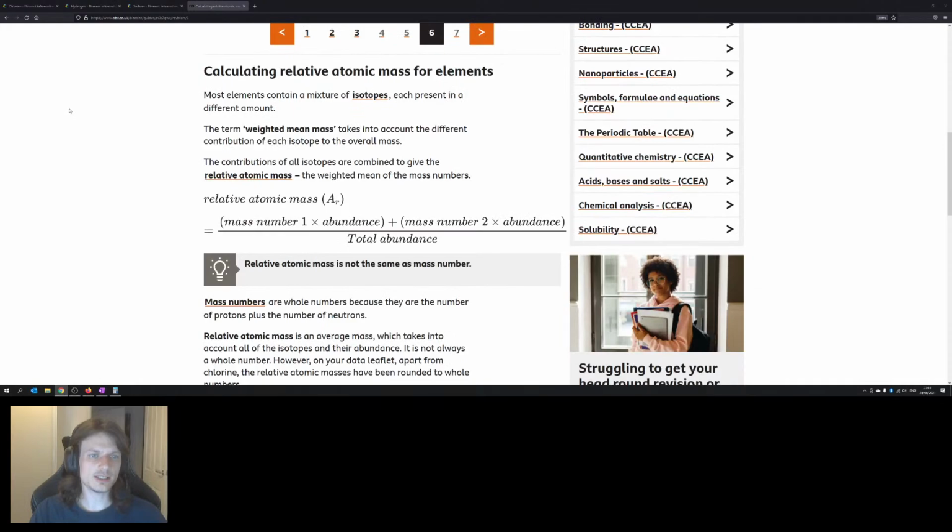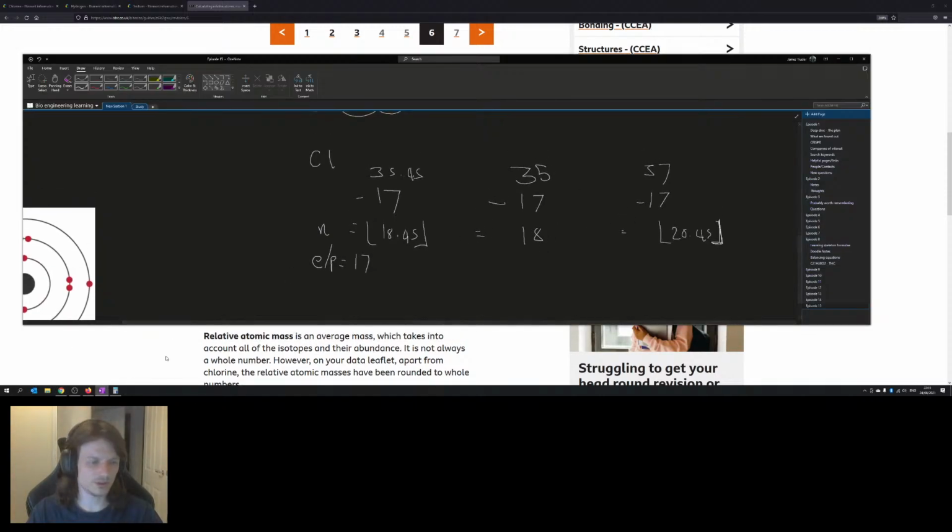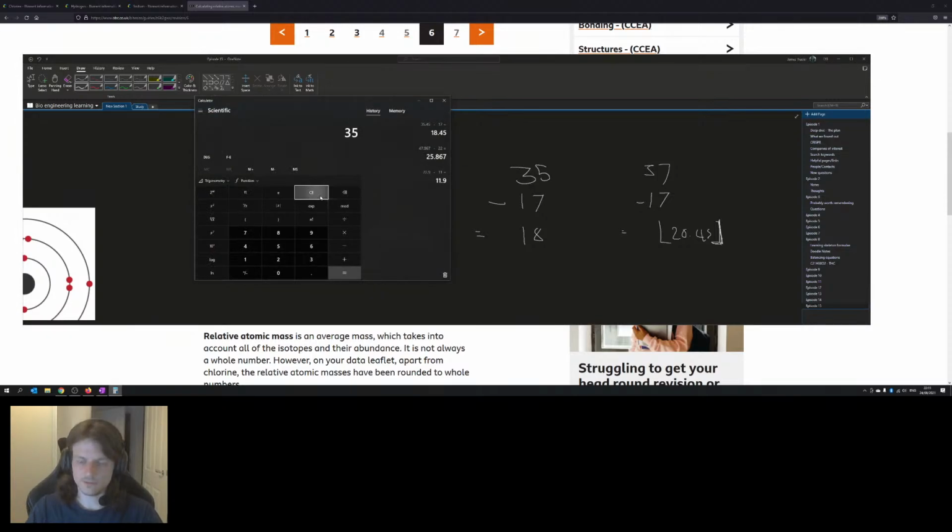Alright. Calculating relative atomic mass for elements. Most elements contain a mixture of isotopes. Okay, interesting. Each present in a different amount. The term weighted mean mass takes into account the different contribution of each isotope to the overall mass. So let me just see this. If I were to do 35 plus 37 divided by 2. No.